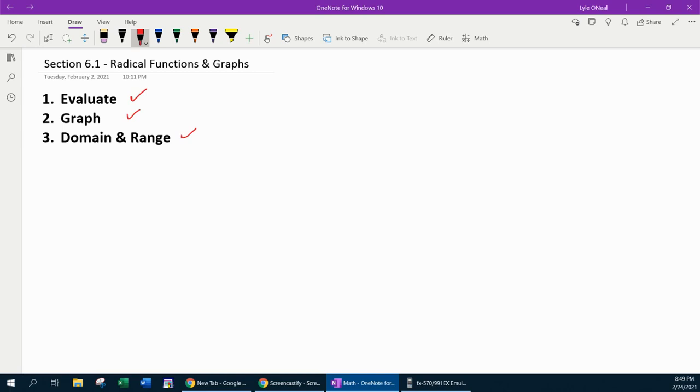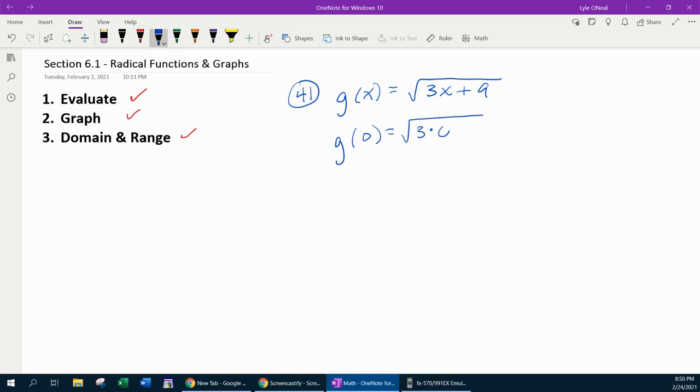So let's get started. First example, number 41, we have g of x equals the square root of 3x plus 9. And we're going to start with evaluate. So the first thing that I would like to find is g of 0. Now that means to replace every x with a 0 and then work it out and give the answer.